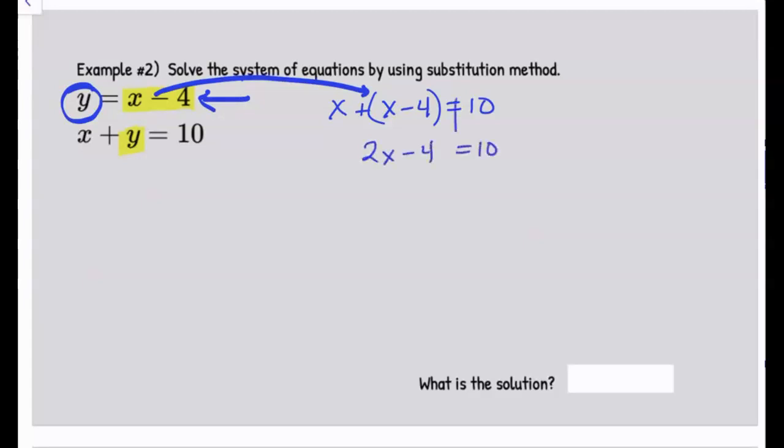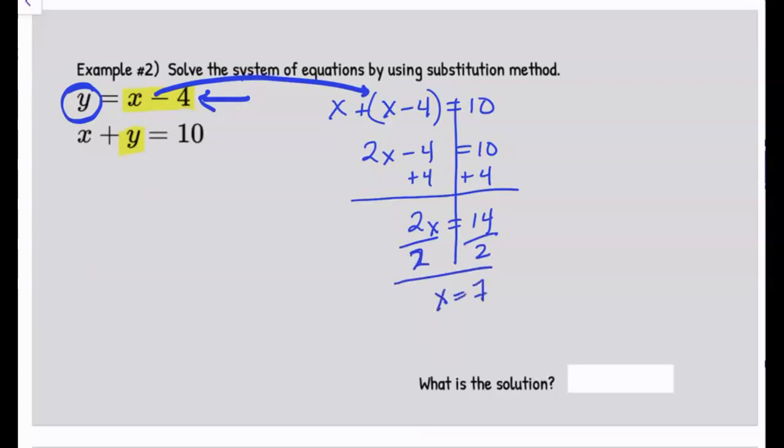If you want to put your line down, that's fine. You add 4 on both sides. What you do on one side of an equation, you always do on the other. You're left with 2x equals 14. Inverse of multiplication, divide by 2 on both sides. 2x over 2 is 1x, so I just write x is equal to 7.